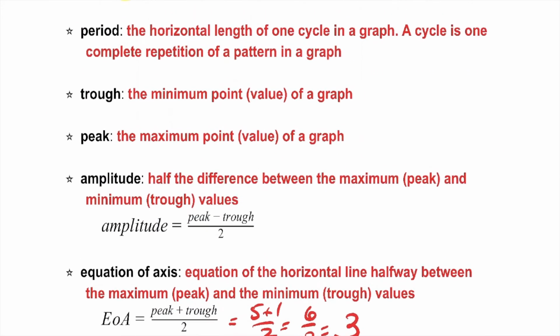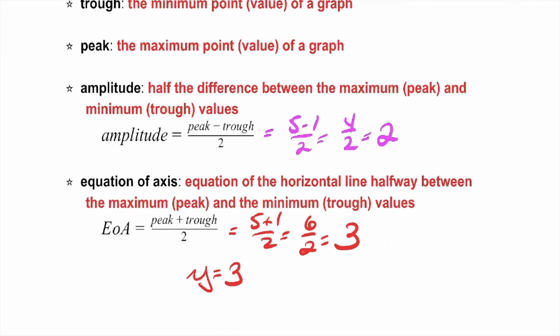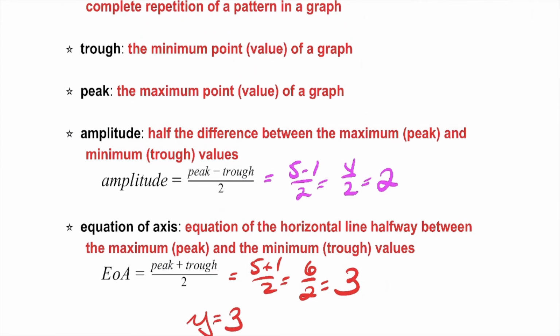Again, we can do it algebraically. You can think of it as the peak minus trough, divided by 2. So in this case, we have peak is 5, trough is 1, so 5 minus 1 divided by 2. We get 4 over 2, which is, the amplitude is 2. Okay, so those are some definitions that are going to be really important for us to know and get a grasp on as we continue through the rest of this unit.